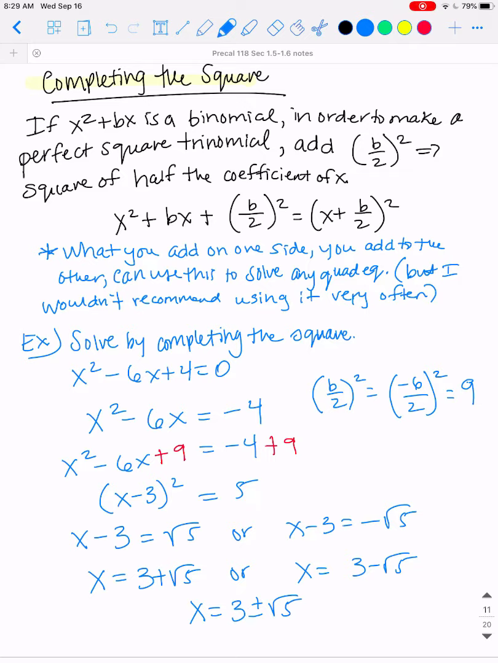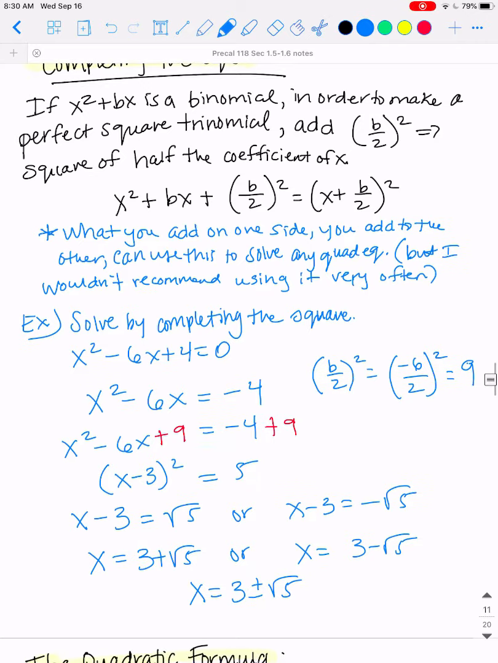So if x squared plus bx is a binomial, in order to make a perfect square trinomial, we're going to add b over 2 squared, which is the square of half the coefficient of x. So we go ahead and add that to both sides.